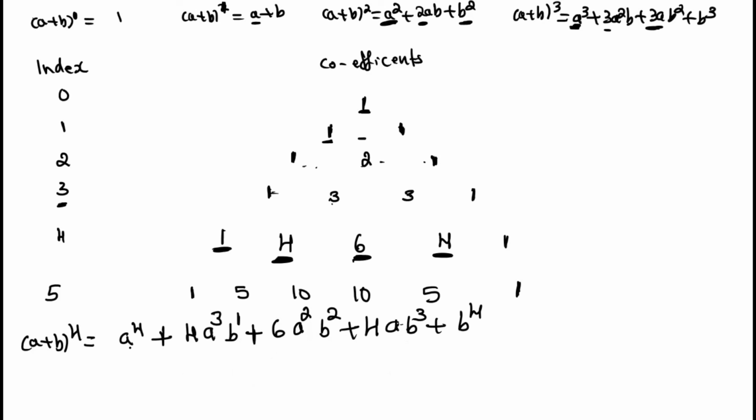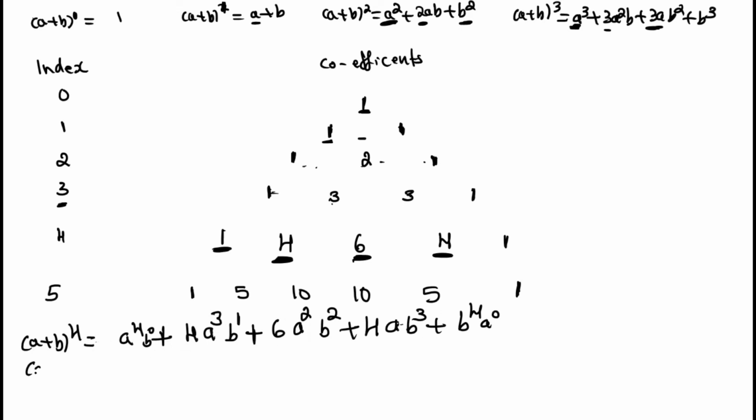Okay, now see, here 4 plus 0, b to the power 0, right? 4 plus 0 is 4, 3 plus 1 is 4, 2 plus 2 is 4, 1 plus 3 is 4, 4 plus 0 is equal to 4. See, in each term, the sum of the indices remains the same, and it's equal to the index. 4 plus 0, index; 3 plus 1, 4, index; 2 plus 2, 4, index; 1 plus 3, 4, index; 4 plus 0, again equal to the index.